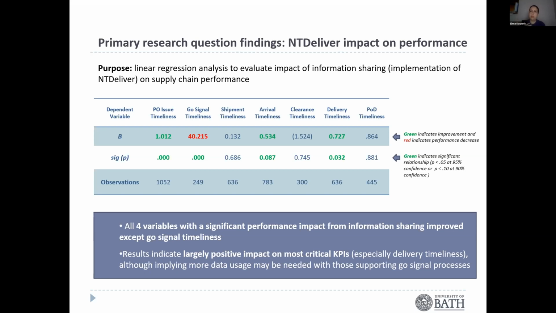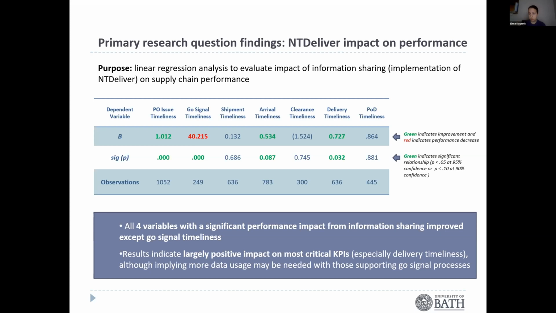So arguably this is our most important variable, right? Because this is really the end of our supply chain. POD timeliness is a little bit more of a paperwork type of process, so that's why delivery is most important. And also, interestingly, PO issue timeliness, also a very important indicator, observed a significant and positive impact. Go signal timeliness, as you see, and that's why this is in red, had a significant negative impact.